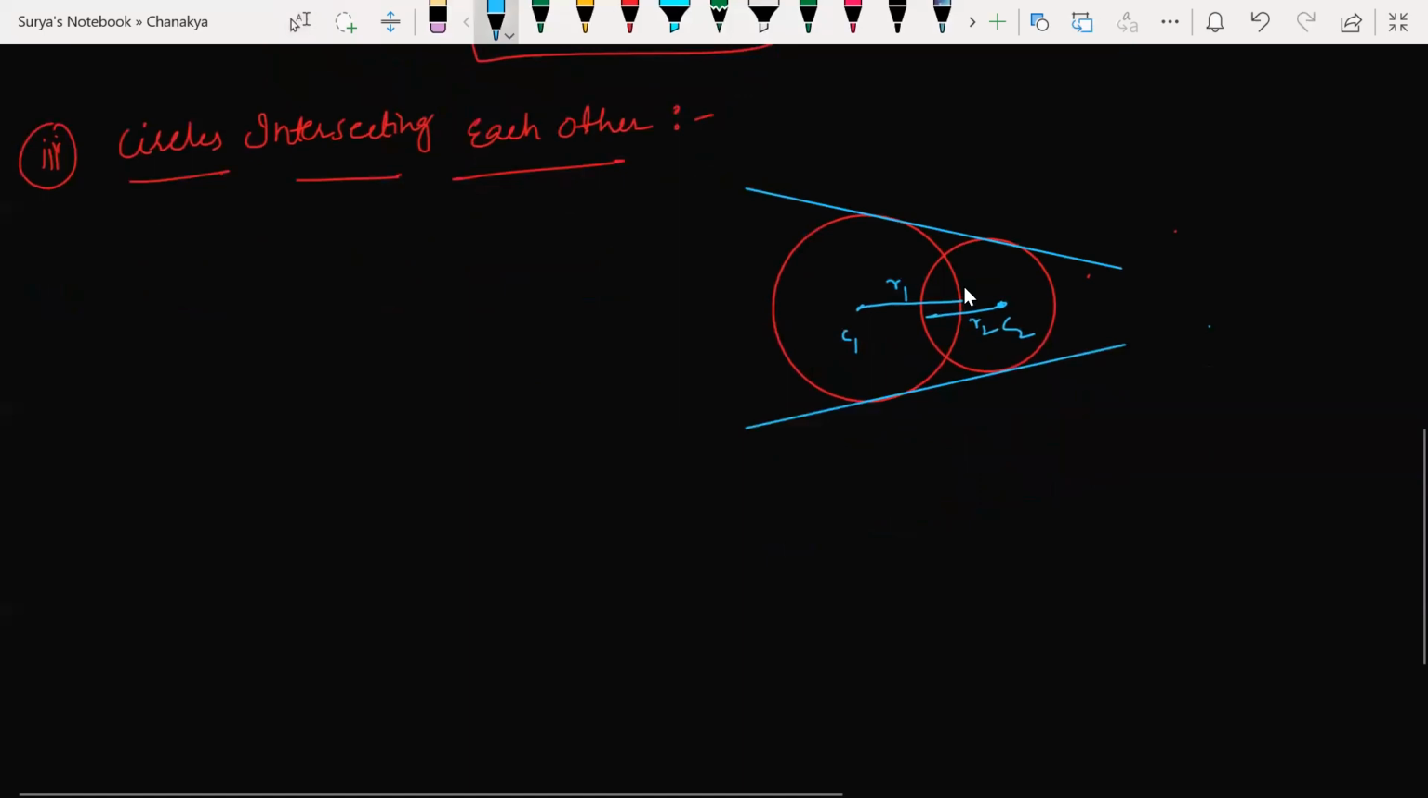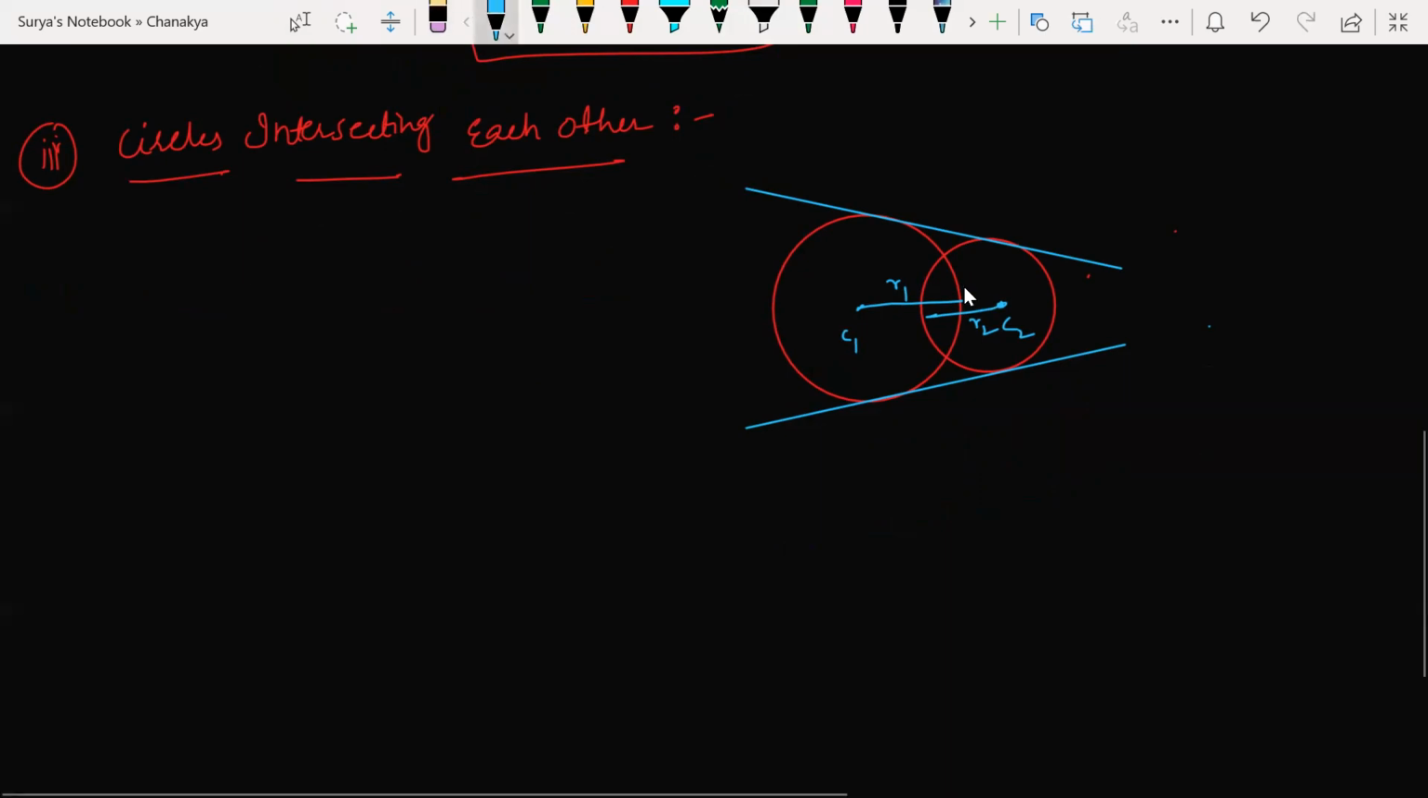Now what could be the condition here? What could be the condition, guys? Look at this here. For each and every condition, you always have to find out C1C2, R1 plus R2, and R2 minus R1, R1 minus R2. Finding something like this is necessary, okay? Here I definitely need C1C2.